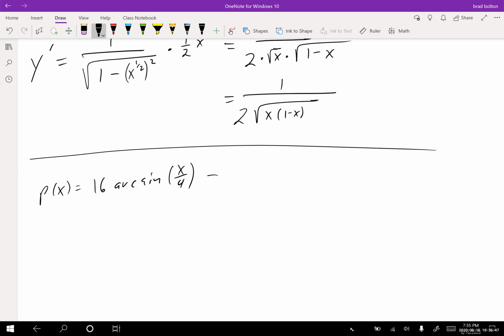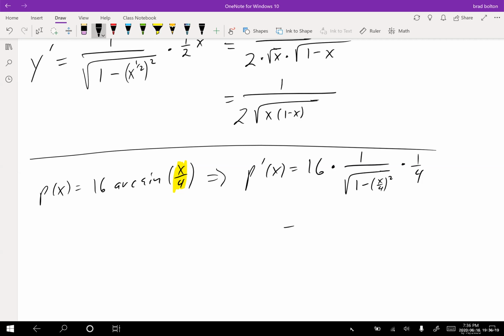So now we want to find this derivative. So p prime of x is going to be 16 times, now we know the derivative normally would be 1 over the square root of 1 minus x over 4, whatever was in there, squared, right? And then we also have to take the derivative of the inner function. Remember, this is the inner function. This is your g of x, right? Depending on how you were taught. So this is your inner function. So the derivative of that would just be 1/4.